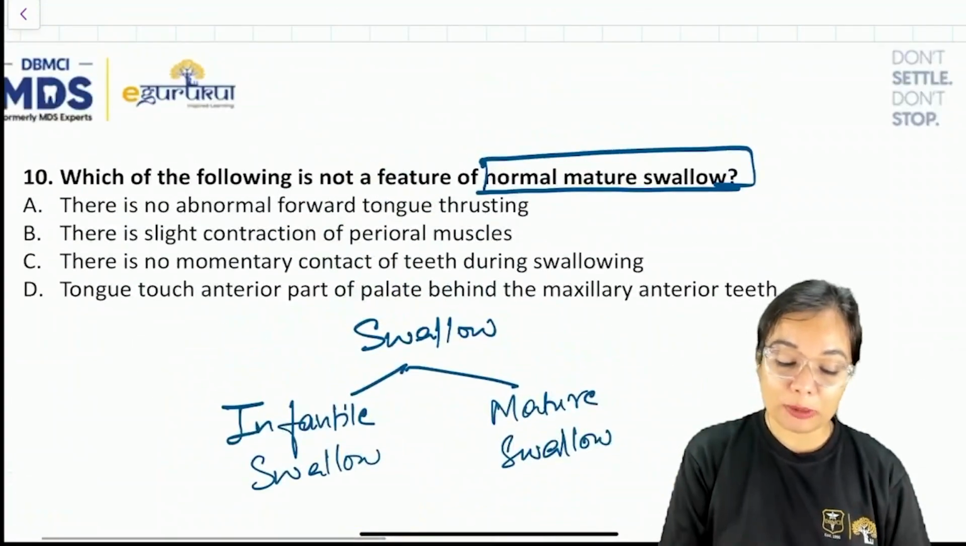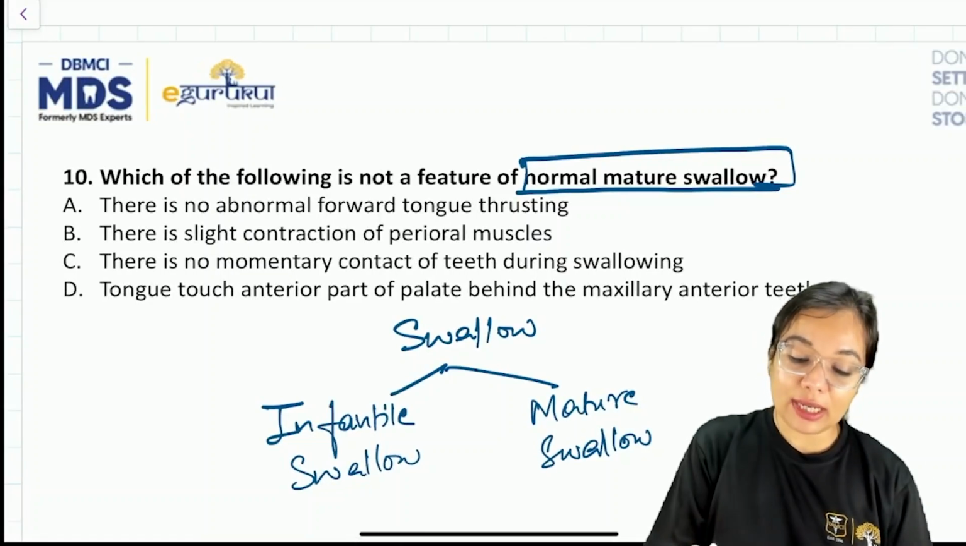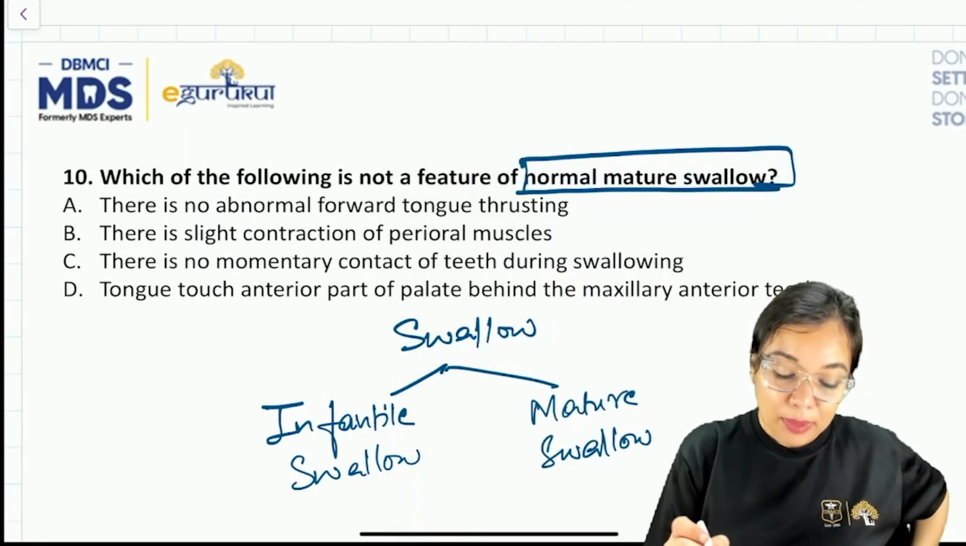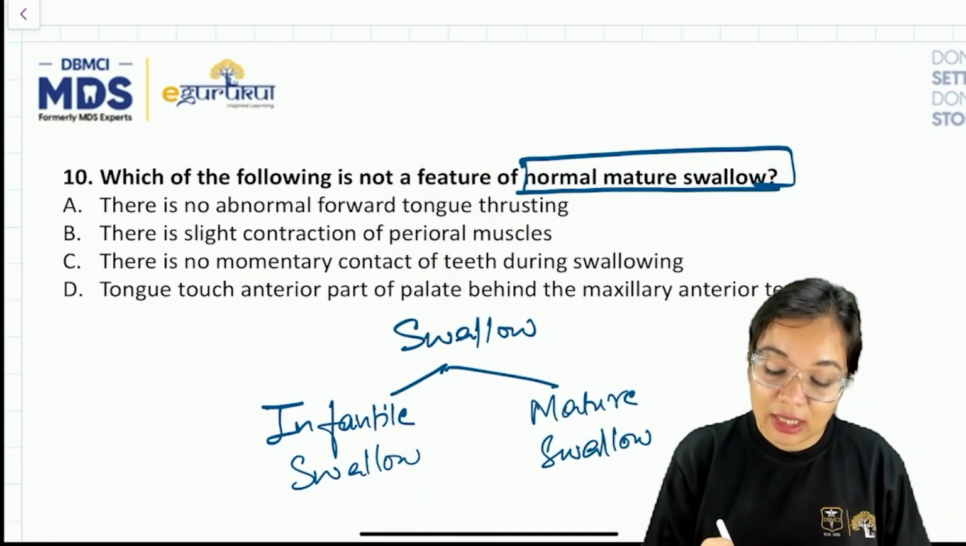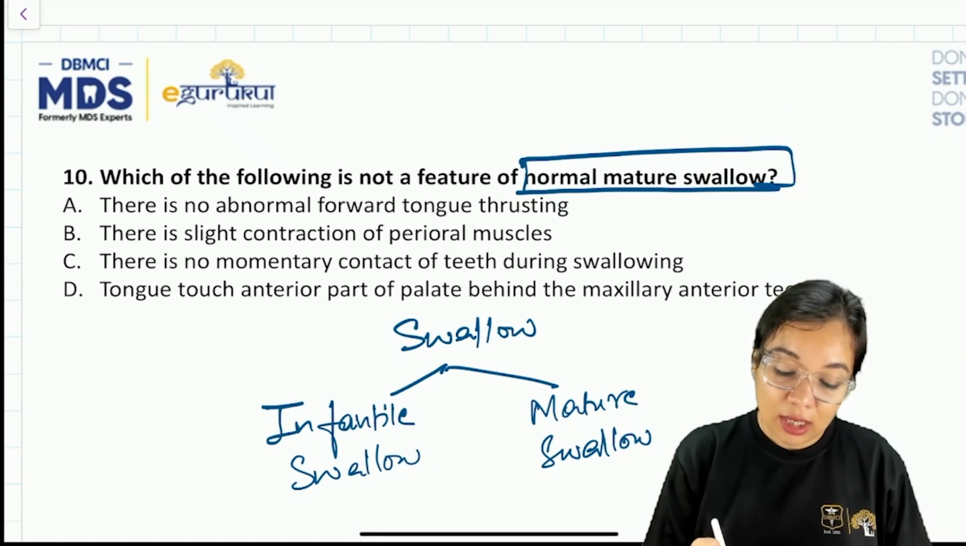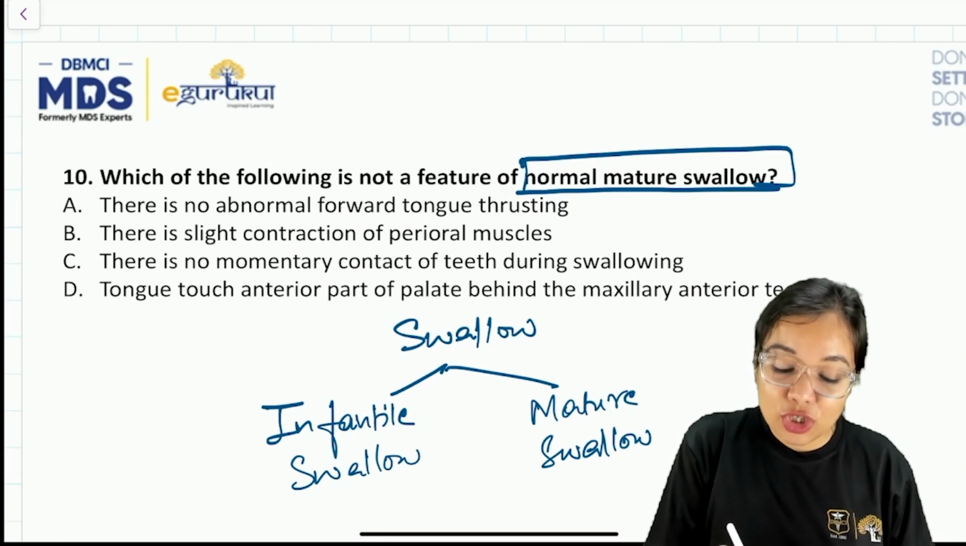Now, what are the options they give us? So, let's begin with option number D. Tongue touches the anterior part of the, so they've asked which is not a feature.